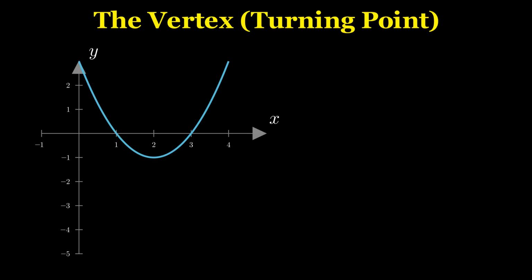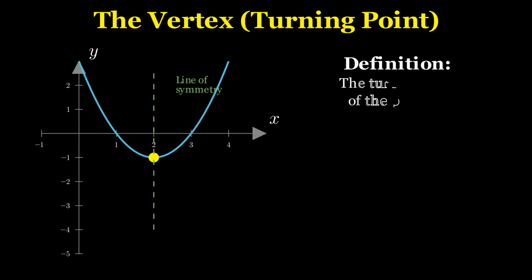Notice this vertical dashed line through the vertex. This is the axis of symmetry. The parabola is perfectly symmetrical about this line. The vertex is crucial because it tells you the maximum or minimum value of the quadratic.